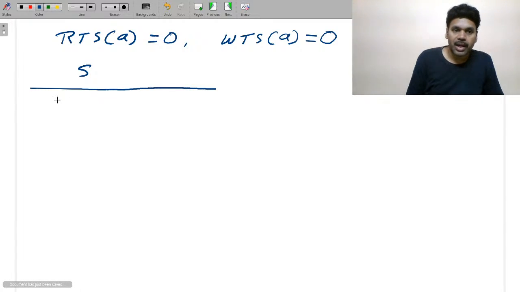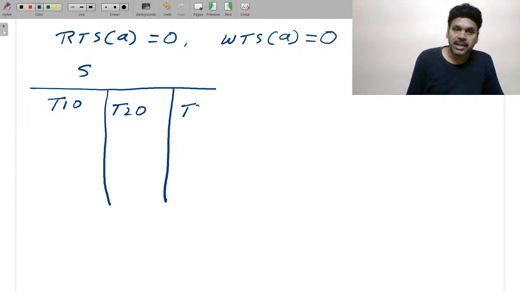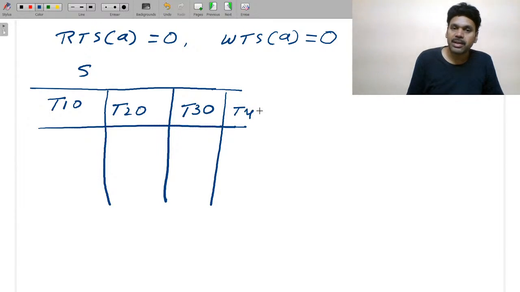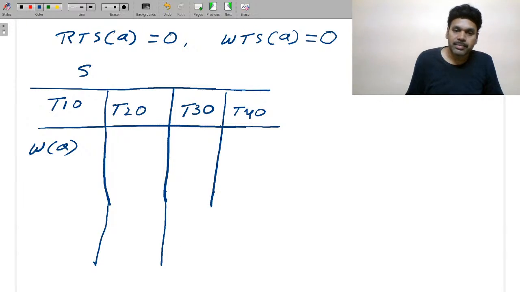Okay. Now you see, friends, T10 and T20 and T30, and one more transaction T40. You can tell me what is going to happen to the WTS and RTS values. I say W of A. Is this allowed or not? Please give your valuable comment through chat. Is W of A allowed or not?